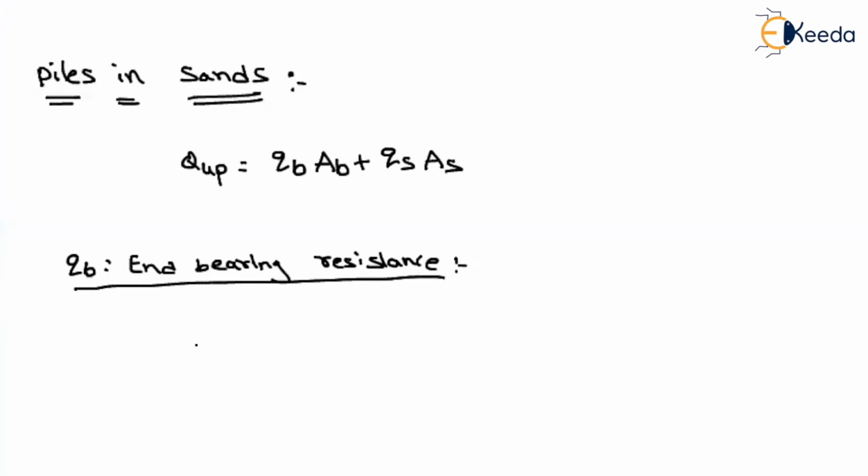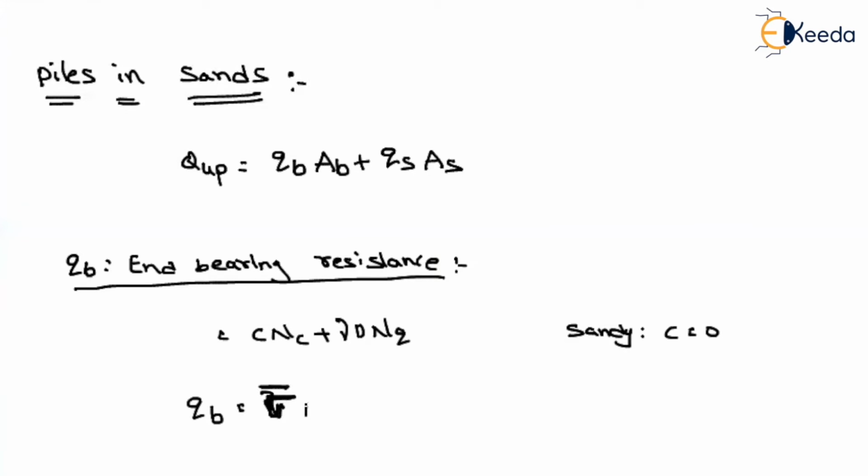So in general, how to find the end bearing resistance? That can be represented as cNc plus gamma D into Nq. If you are talking about sandy soil, what about the cohesion value? It is 0. Then the end bearing resistance will be equal to gamma into D, which I will write simply as sigma bar into Nq.